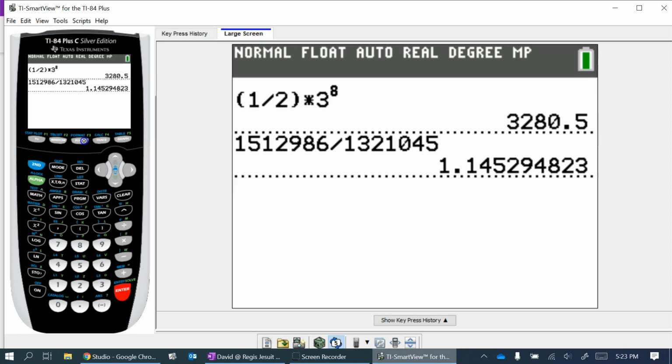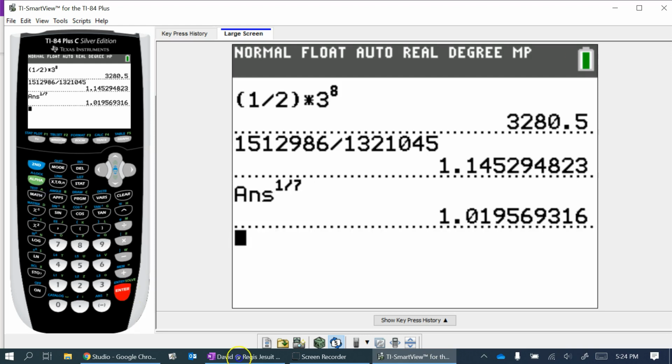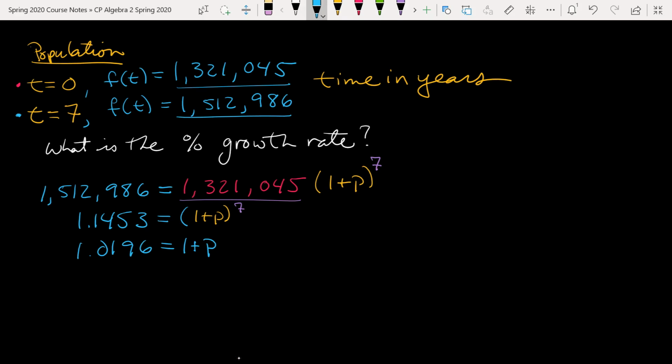So here's the number that we had, the 1.1453 number. Let's take the 7th root of that. In fact, let's do that in a slightly simpler way. If we're taking the 7th root, we're raising it to the 1/7 power. So let's just take the answer that we have and raise it to a rational power. 1.0196. All right, all we need to do to get p by itself is subtract 1 from both sides. And we've solved the problem.